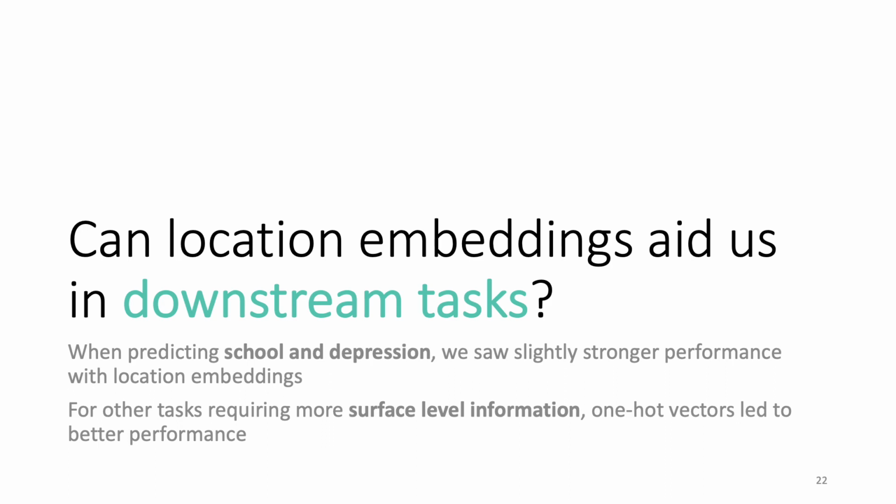And finally, can location embeddings aid us in downstream tasks? When predicting school and depression, we saw slightly stronger performance with location embeddings. For other tasks that require more surface level information, like, for example, students visiting a lot of dorms, the one-hot vectors ended up leading to better performance.